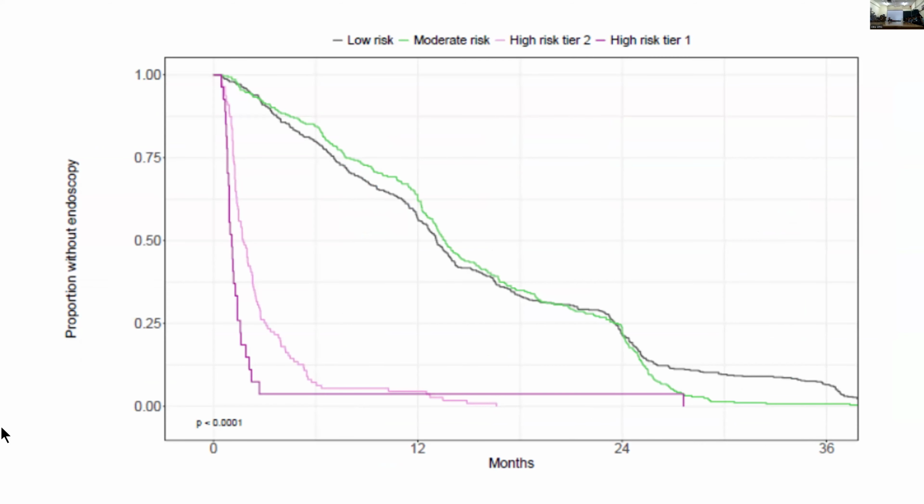Now, we talked about the time interval to doing the follow-up endoscopy. This is a graphical representation of the time taken to do the follow-up endoscopy after the capsule endoscopy. The pink lines are the high risk tier 1 and 2. Those patients had a follow-up endoscopy done within 3 months of the results of the capsule endoscopy at the most. The green lines represent the low risk and the moderate risk groups. These patients had a significant delay in the follow-up endoscopy, and it took almost 24 to 36 months to complete the endoscopy.